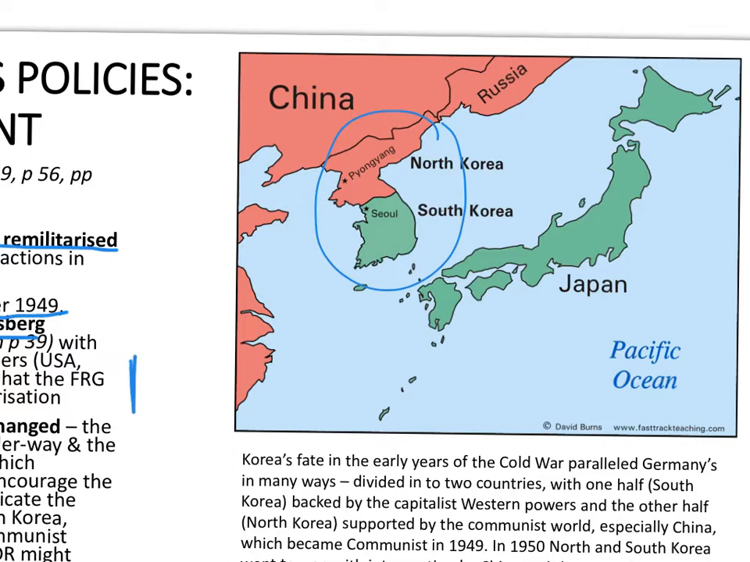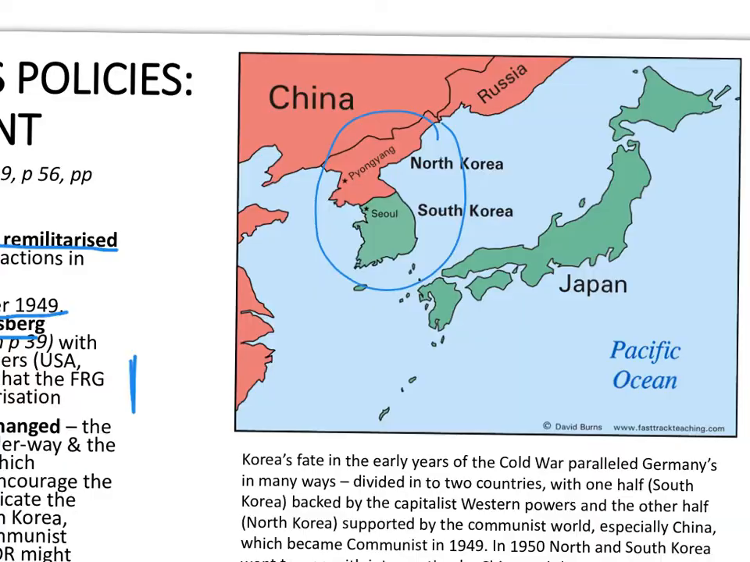Because Germany also was divided, not between North and South, but it was divided between East and West, in which one half of the country was supported by a communist mother country. In the case of Germany, it was the Soviet Union. Obviously, in the case of North Korea, it was China. And in which the other half of the country, for West Germany, it was supported by the Americans, the British and the French. In the case of South Korea, supported very much by the Americans.